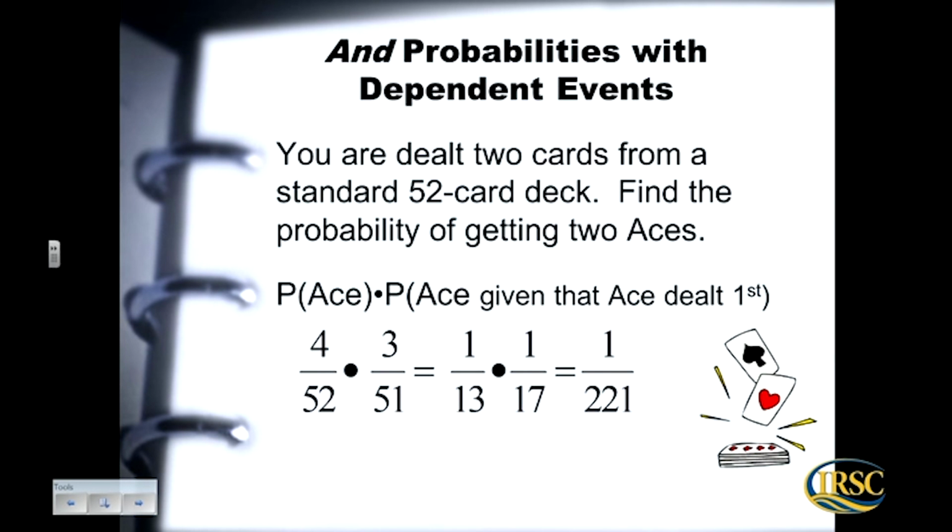Okay, so any questions on this? This is another and problem. Notice that the word and was not in there, but it is an and problem because it says find the probability of getting 2 aces. In other words, find a probability of getting an ace the first time and an ace the second time. Okay, so make sure you're keeping track of what an and problem could look like, meaning that you're going to multiply your probabilities together.